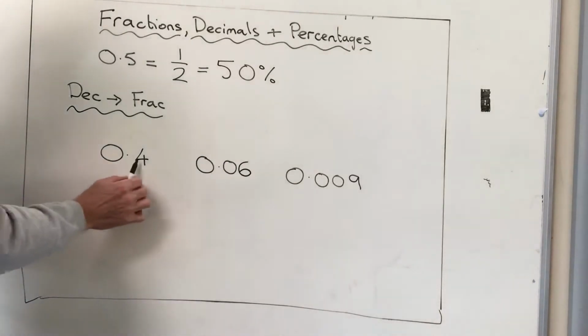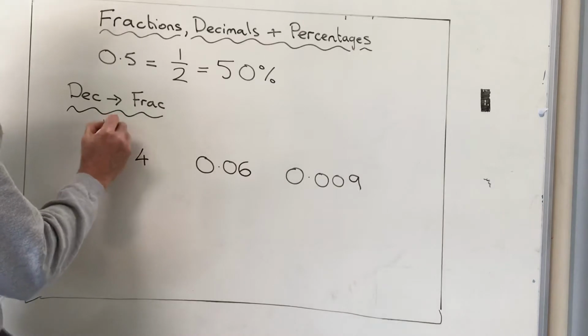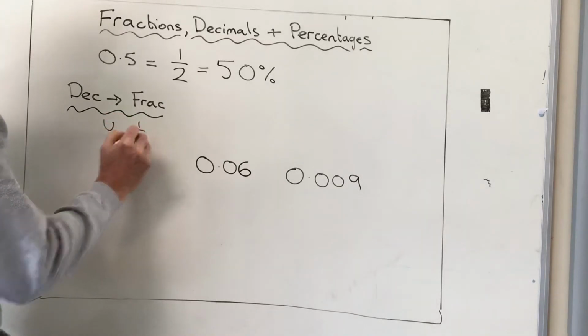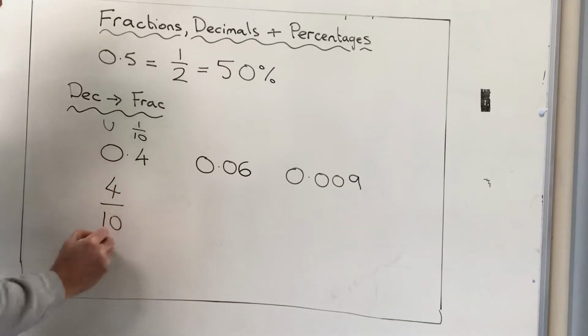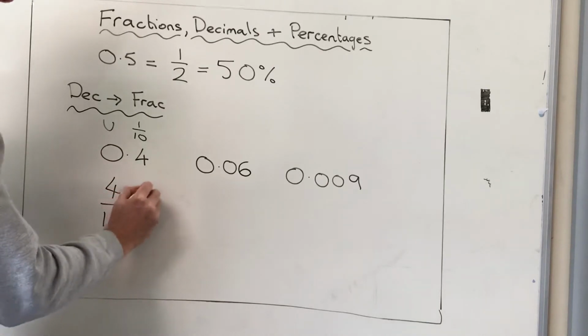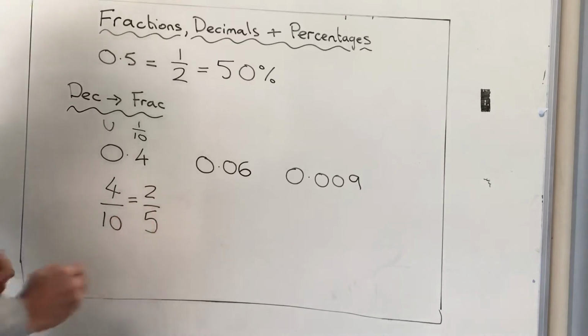So 0.4, that's our unit column. The 4 is in the tenths column. So it is 4/10. We put that into lowest terms, 2/5.